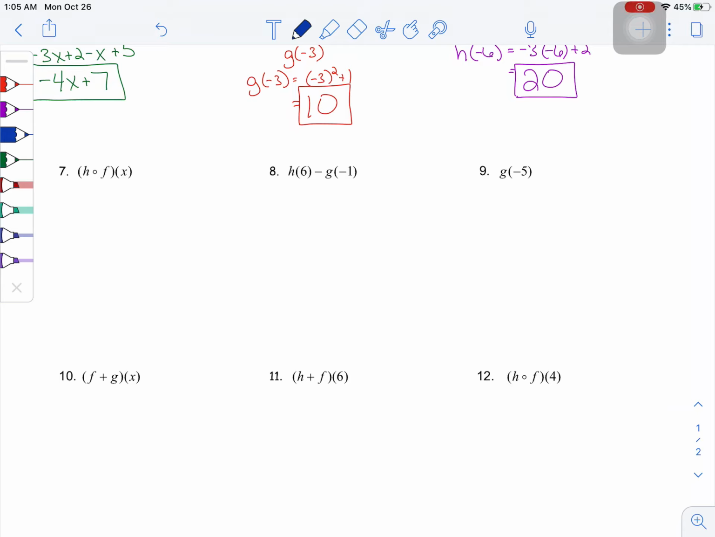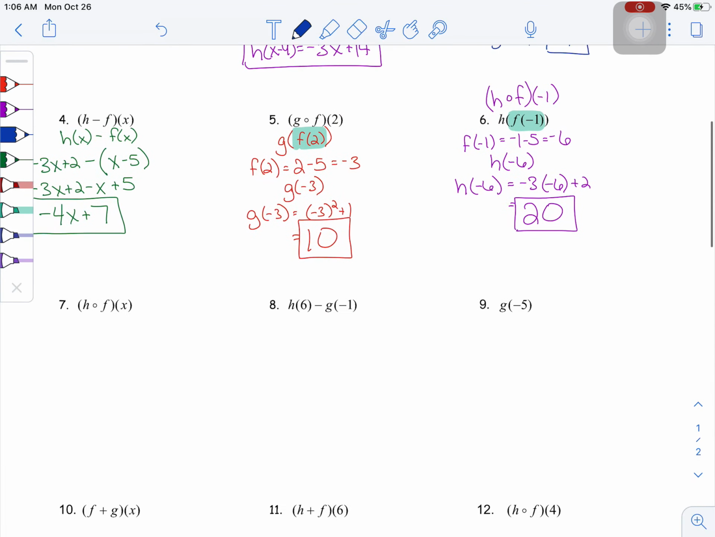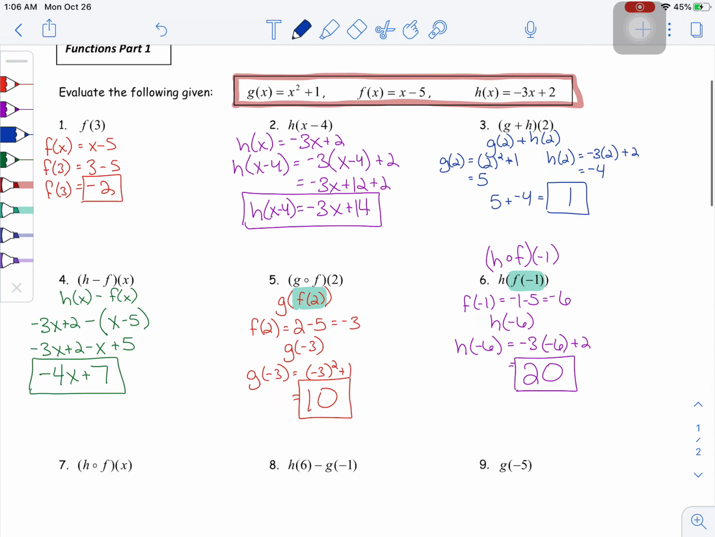So in this video, I'm going to go through questions 7 through 12 on the function compositions. I'm going to be working back and forth so I can see the top of the screen. Actually, let me take a second here and just rewrite some of these.